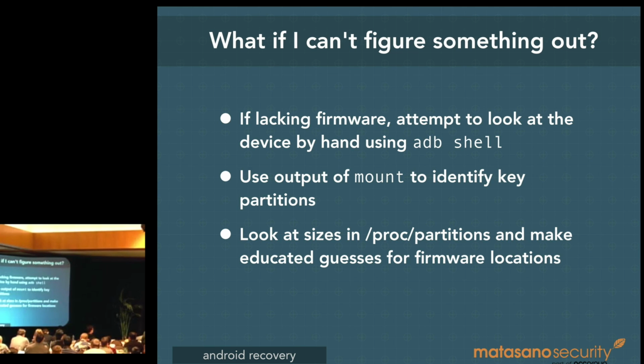So what happens if I can't figure something out? If you're lacking firmware and you really don't have a lot to go on, you can do a little manual investigation using ADB shell, even with the limited privileges that will give you. You can look at mount and at least identify three of the key partitions of this thing: system, userdata, and cache typically. And then you can look at the sizes in /proc/partitions and make an educated guess for firmware locations. If you see something in the 5 to 20 megabyte range, that's a good candidate for a boot image. They're not going to give it more space than that, and they can't give it less at this point. So you can make educated guesses, okay, this is probably what I'm looking for, and then you can dump that and investigate it further.